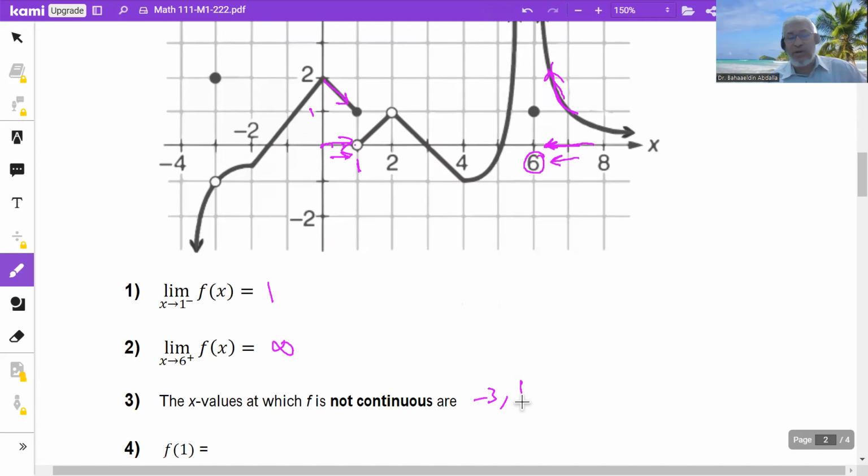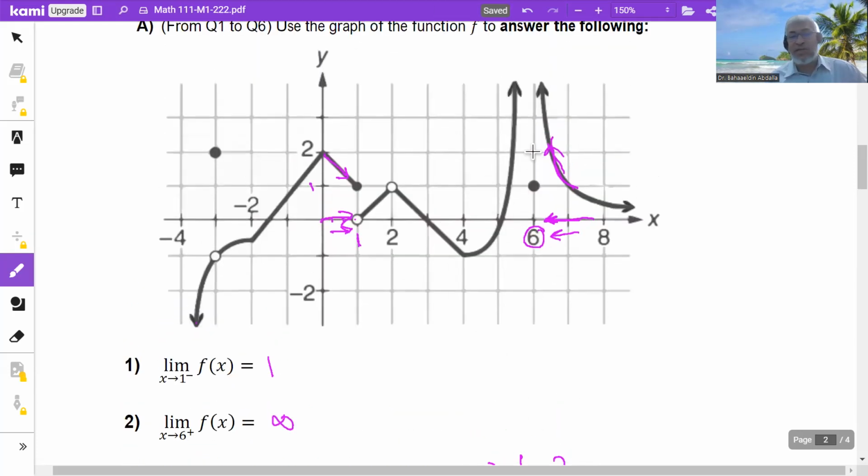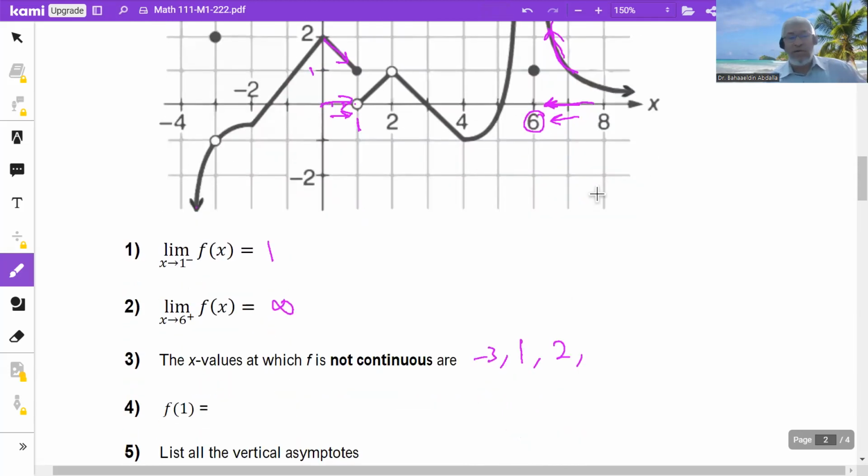At 1, the graph would be continuous if you can sketch the graph without lifting your hand. But here I can't continue graphing because there is a hole, a gap. At 2 also there is a hole, so at 2 it's not continuous. At 6 also there is discontinuity. I have to lift my hand and graph this part alone. So there are four x values at which the function is not continuous.